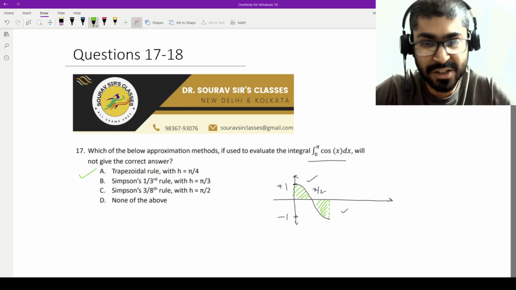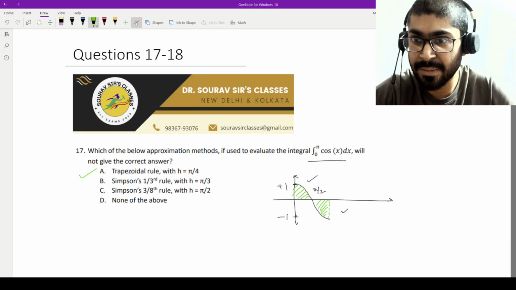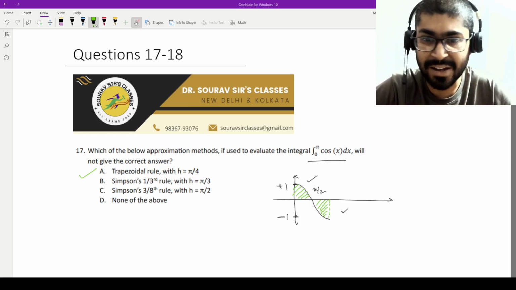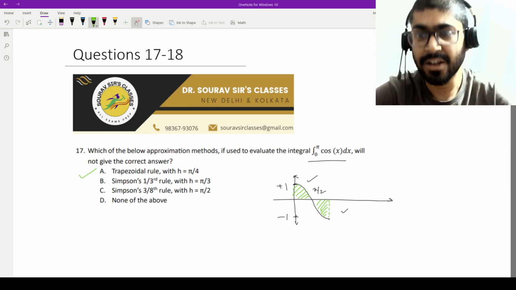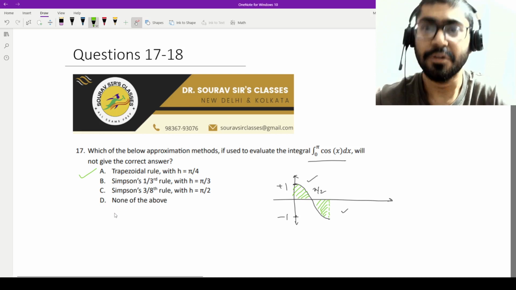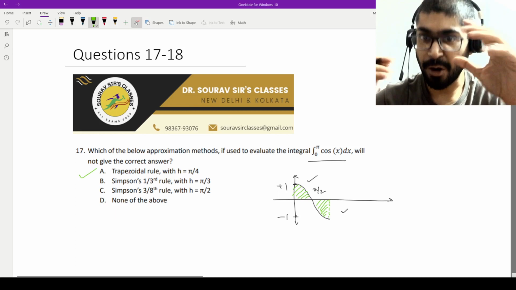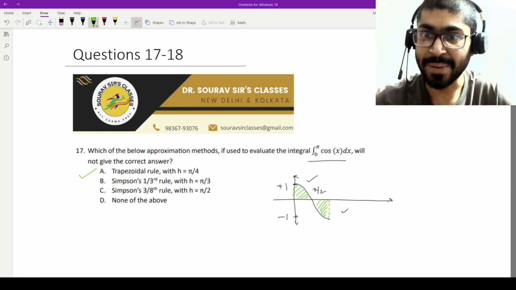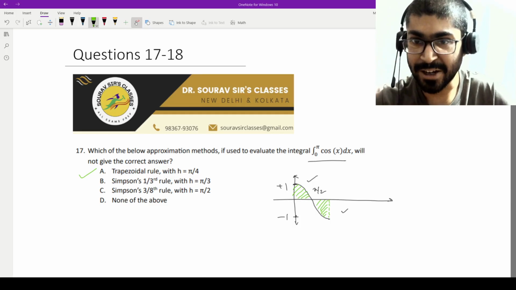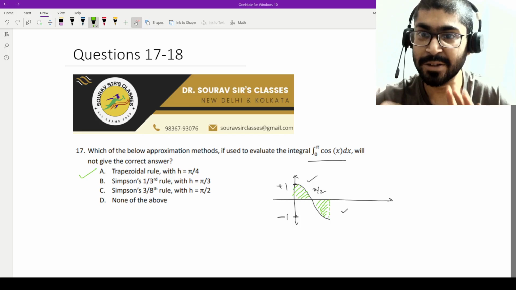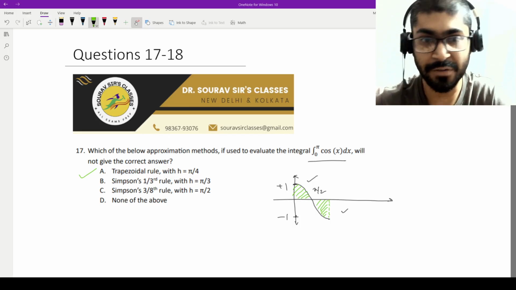Same thing with Simpson's 3/8 rule. This is also a fast approximation, fast converging for polynomials up to cubic degree, and due to the symmetry and periodicity of cos x, this method will also give you the correct result. All of these are because cos x has very powerful polynomial approximations using the Taylor expansion, and it is symmetric within the interval. If it is symmetric within the interval, then all of your approximation methods will yield correct results. So all of these are correct.